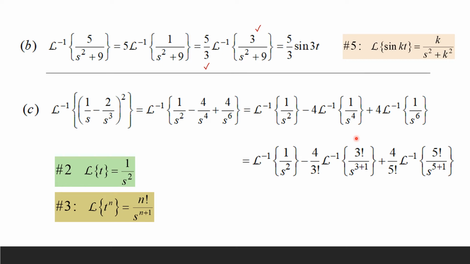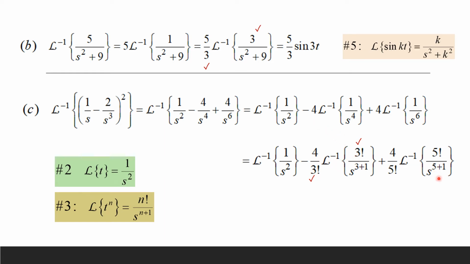Okay, so to apply formula number 3, for this factor here, s to the 4 is s to the power of 3 plus 1. So why not we write down 3 factorial to follow this formula? Okay, but we have changed the original number. Originally the number here is 1, but this is 3 factorial. To get back 1, we need to divide back by 3 factorial. Okay, so 3 factorial divided by 3 factorial gives back the number 1. Or we can say 4 divided by 3 factorial multiplied by 3 factorial gives back the number 4.